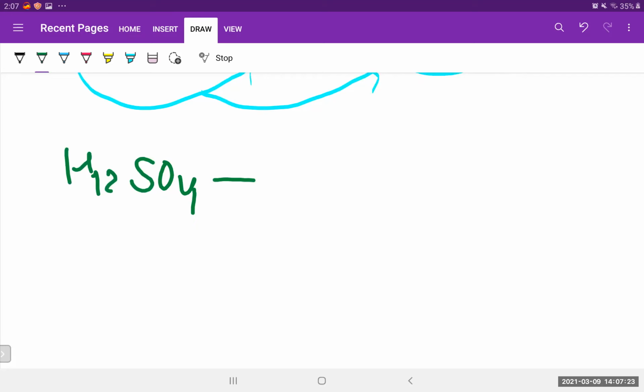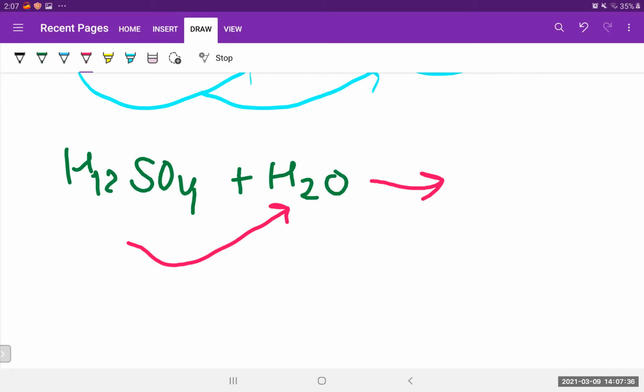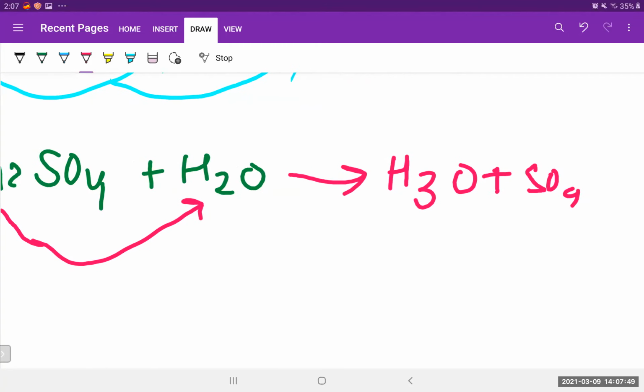What happens in H2SO4? If I just dissolve it in water, according to the definition, I'll be getting H plus ions. These two H's will go to water and become H3O plus. What will be left? SO4. What is the charge of SO4? It's 2 minus, and this is plus, isn't it? If you balance it, it's 2. In the paid one, I'll give you the balanced equation also.